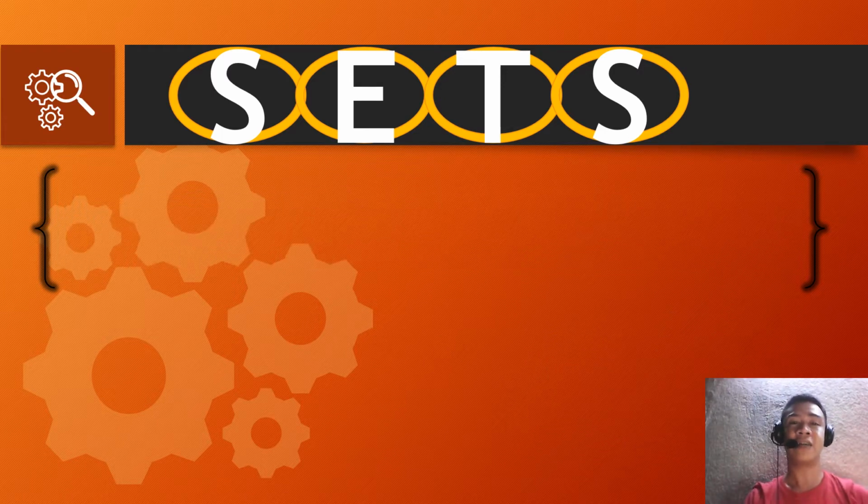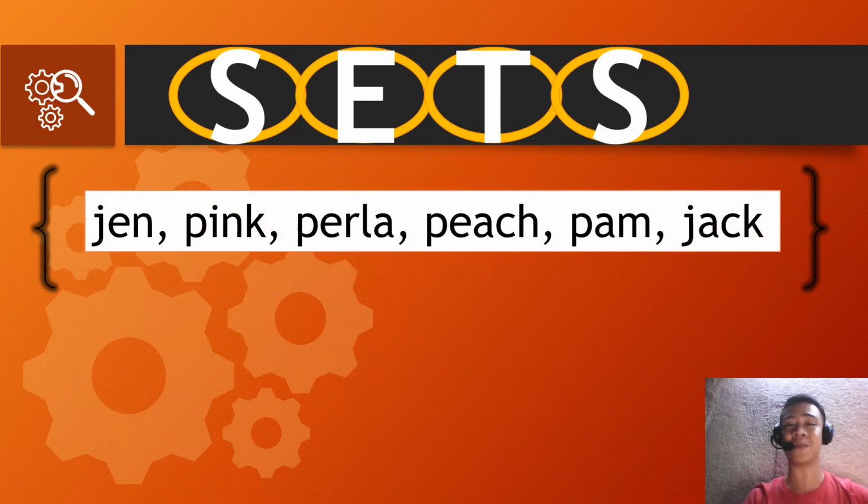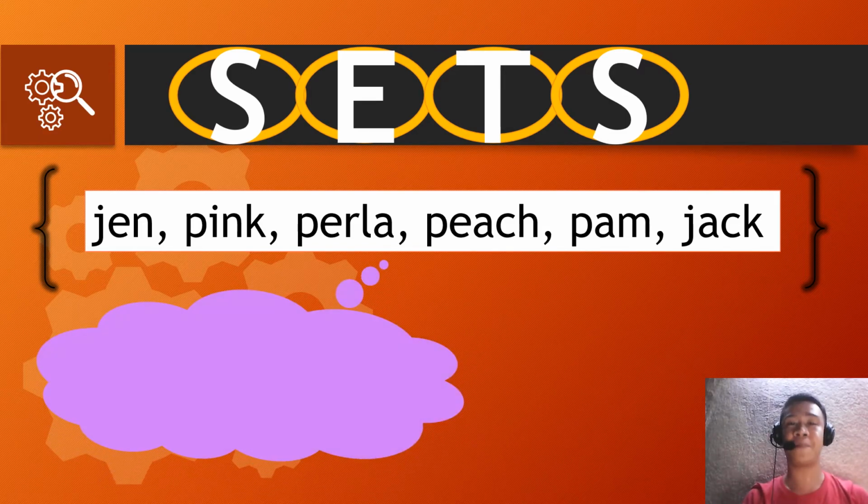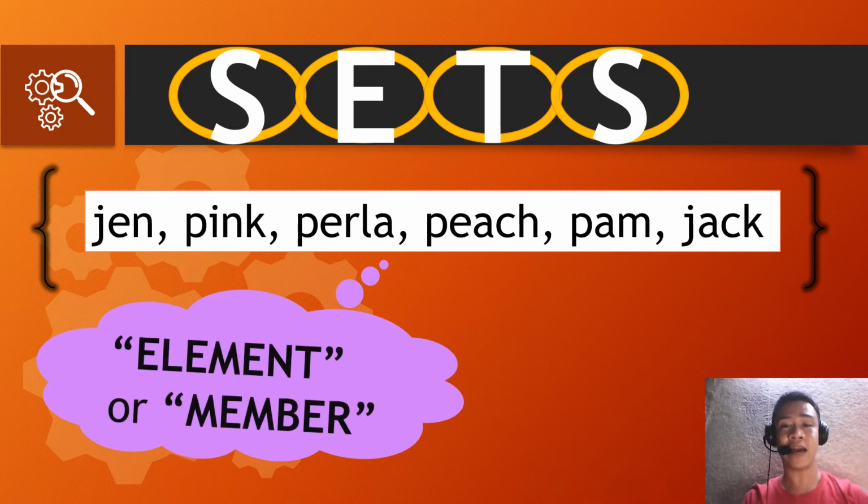You could have a set made up of your six best friends. For example, the set of your six best friends: we have Jen, Pink, Perla, Peach, Bomb, and Jack. Each friend is an element or member of the set. What makes up a set is known as an element or member. It is normal to use lowercase letters for them even though they are proper nouns.